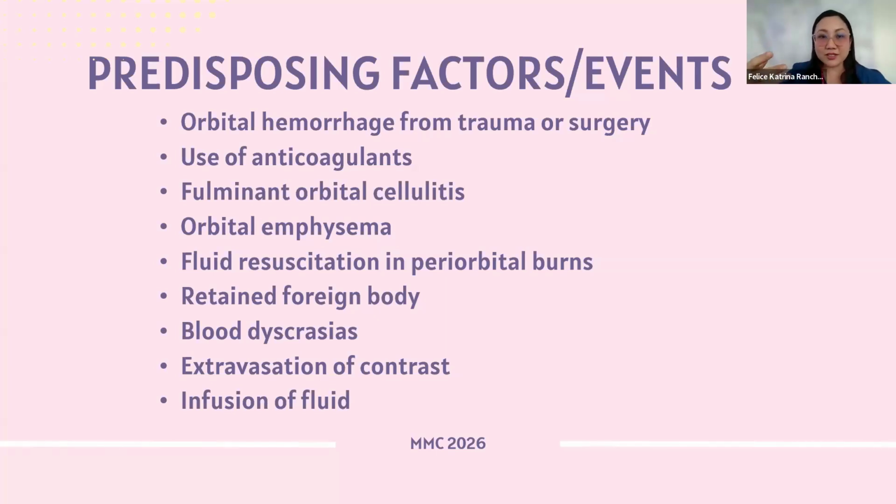Within 24 hours, the patient lost vision. So very rapid orbital compartment syndrome. There can also be excessive orbital emphysema from a fracture. Fluid resuscitation, so extravasation of fluid from periorbital burns, retained foreign body, blood dyscrasias, and even extravasation of contrast. Like when patients undergo a cerebral angiogram, blood can leak into the orbit and cause orbital compartment syndrome.